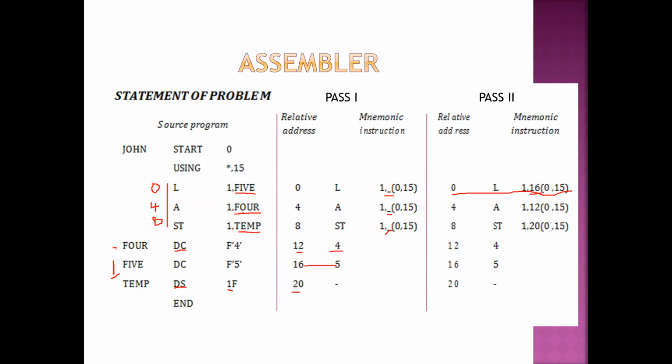Similarly, A1 comma 4: the address of 4 is nothing but 12. So A1 comma 12 of 0 comma 15. This is how we assemble a program. 1 comma 20 for temp. Yes, so this is how you assemble a program. It's a simple program we have taken as an example just to demonstrate what happens during assembly. So this is the work of the assembler.